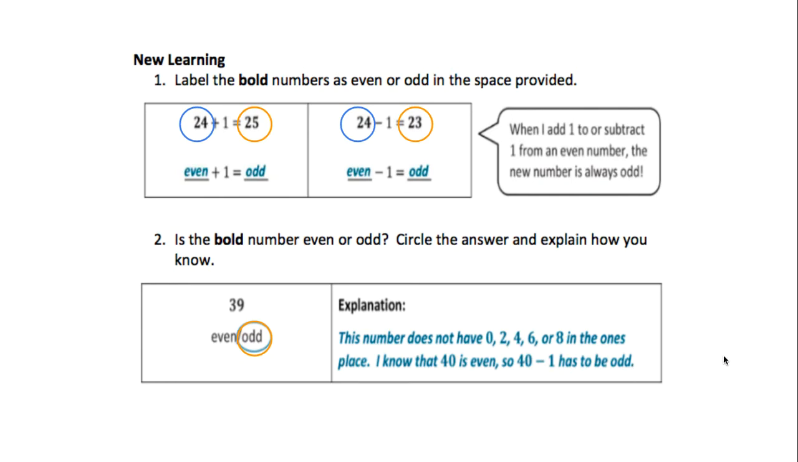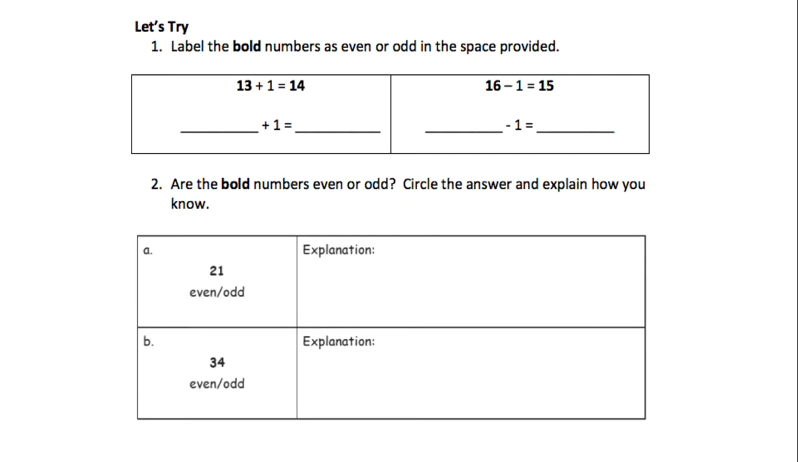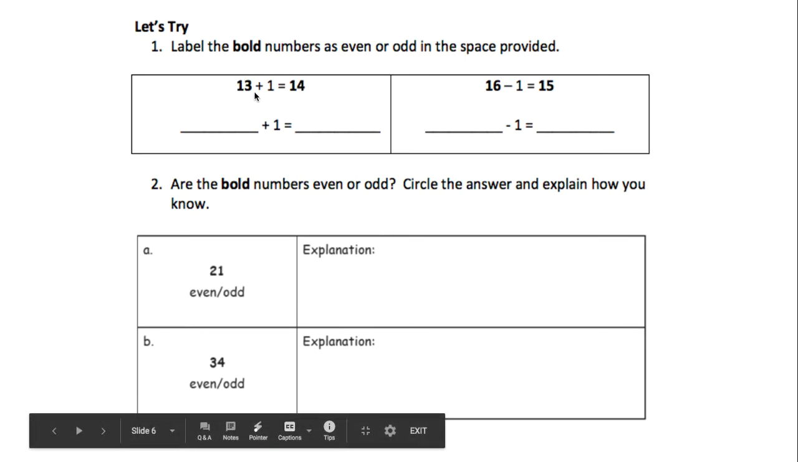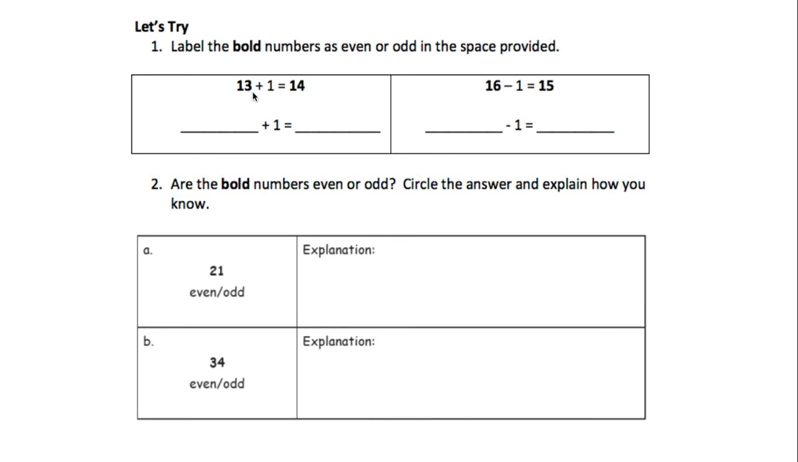So if that makes sense to you, we're going to move on and try it together. So the next part of your packet looks like this. Let's try. Label the bold numbers as even or odd in the space provided. The first number we're looking at here is 13. If you look simply at the ones place, you can determine that it is an odd number. So you're going to circle that and write odd on the line. Odd plus 1 gives us this bold 14. We can look at 14, look at the ones place, and know that 14 is even. Odd plus 1 equals even.